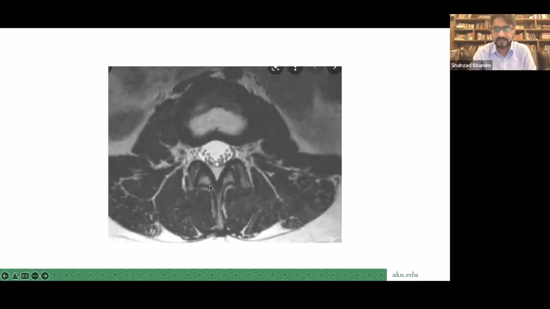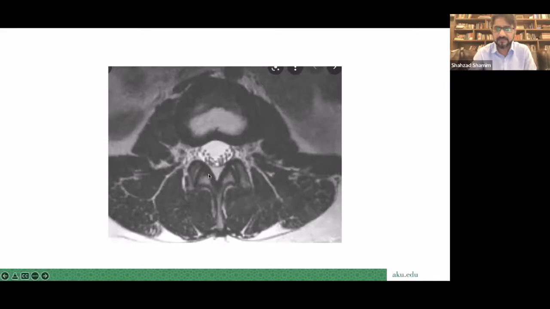Now below the lamina here, this is the ligamentum flavum that we were talking about, a very vital structure here. And this white that you see is the fat that we see in the spine.